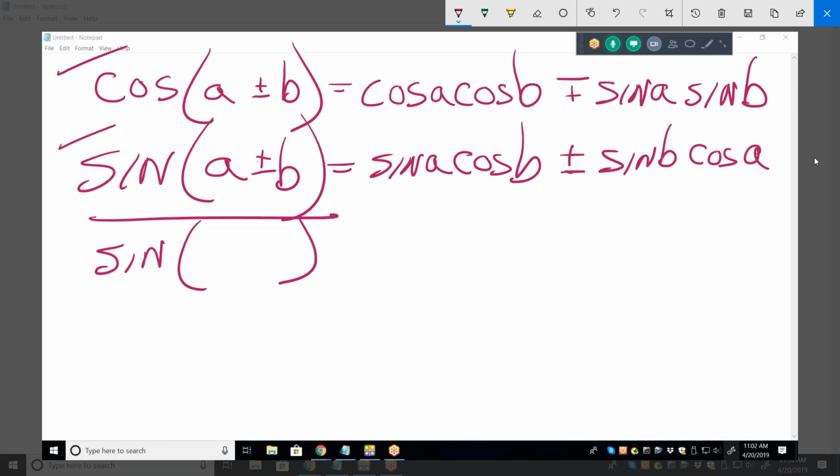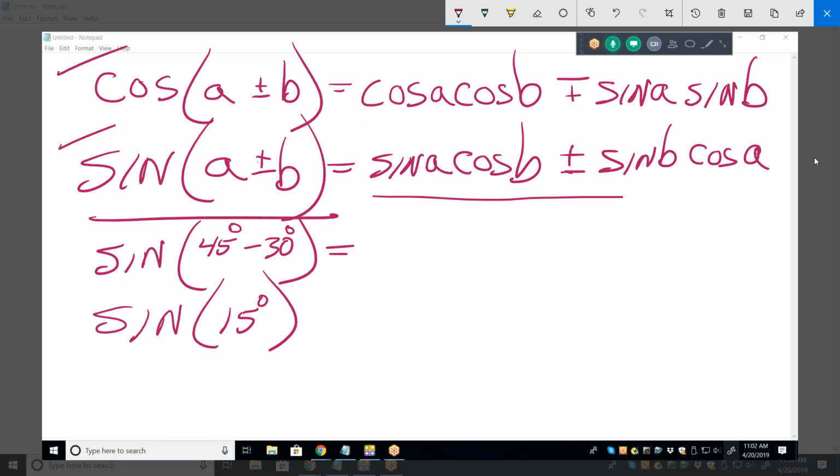Sine of 45 minus 30. Okay, it's perfect. It's the same as the sine of 15, which again, we don't know what that is. There's no triangle that gives us that. However, by using this sum and difference formula, we can figure it out. So translate it. Tell me all four pieces there.